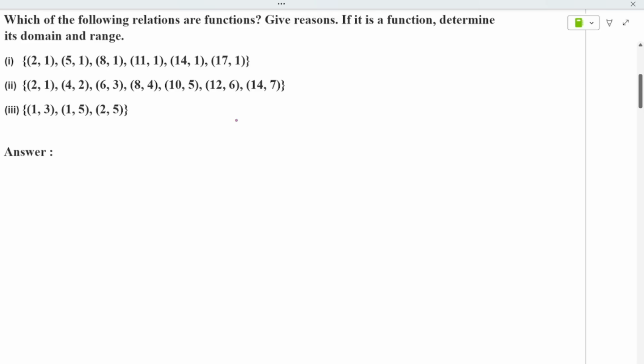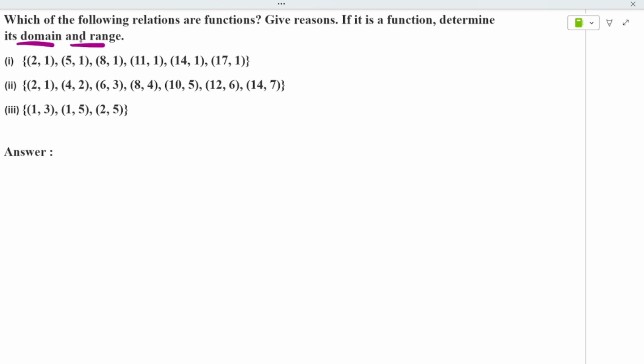Today, let's continue with exercise 2.3 of first PUC Mathematics, Relations and Functions chapter. As there are only 5 questions in this exercise, we can easily complete it. Let's read the first question and understand what they have given. Which of the following relations are functions? Give reason. If it is a function, determine its domain and range.